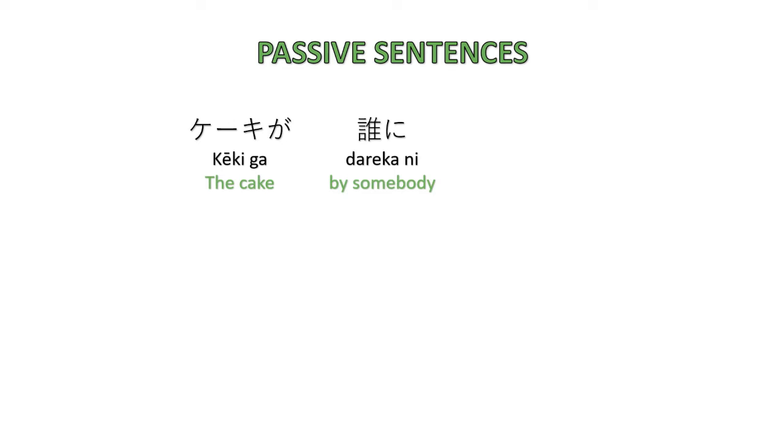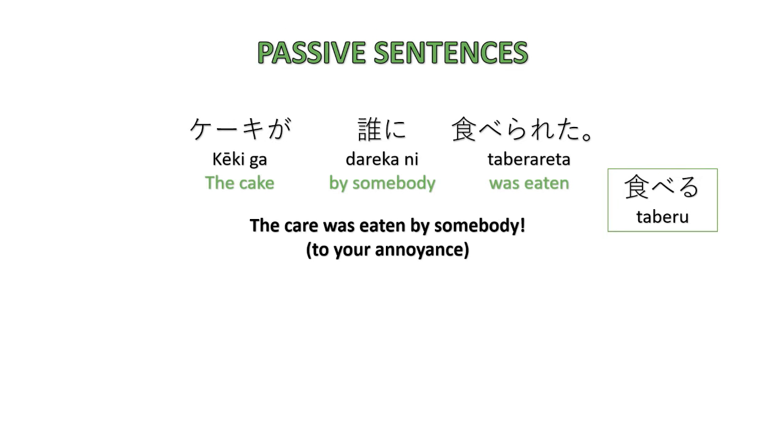ケーキが誰かに食べられた。So, 食べられた comes from 食べる, of course. The cake was eaten by somebody. And it implies that you were annoyed by that action. 食べられた is the casual past tense of 食べられる.